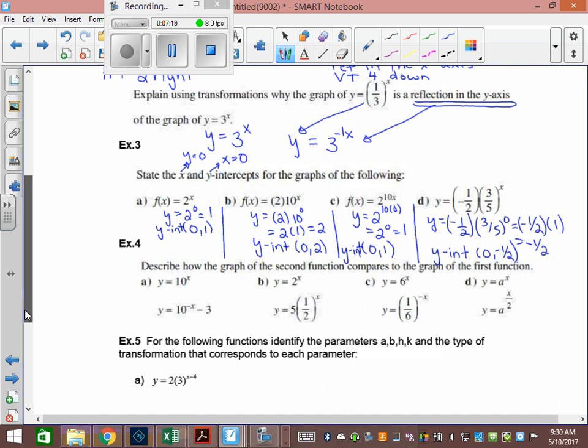Yep. What am I getting? What do I have to add to it? What kind of transformation? Move it up or move it down. So I need to move it up or move it down in order to have x-intercepts, correct? So that means up or down means I need to have a what? Vertical translation. Do any of these have vertical translations? No.